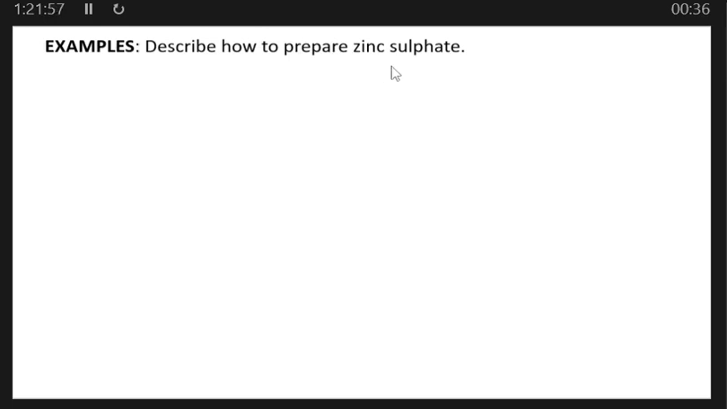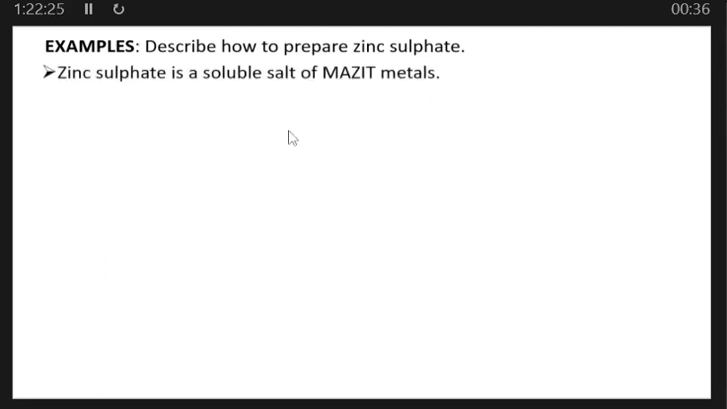So zinc sulfate is a soluble salt. Since it is a soluble salt, it can't be prepared by precipitation. And this zinc here is a transition metal. So it will be prepared by the filter and crystallization method or the displacement method. All right, so what we are saying is that zinc sulfate here is a soluble salt of a reactive metal, so it can be prepared by the displacement method or the filter and crystallization method.